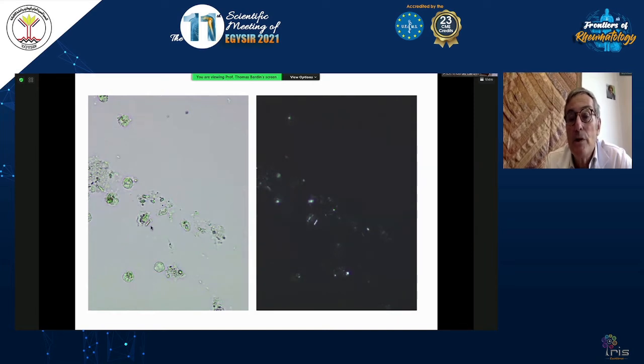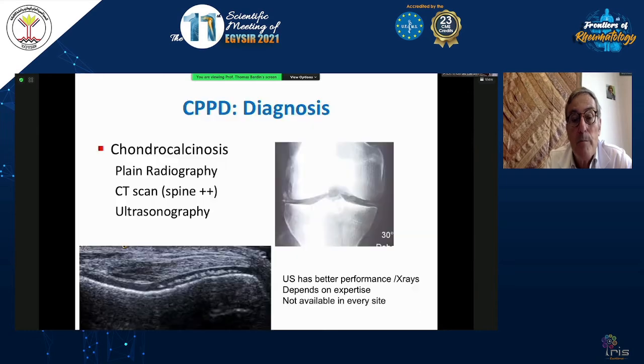This one is birefringent, but for example, if you look at this one, you see nothing on the dark field. So when you look for CPPD crystals, it's very important to start with regular light. You see them much better with regular light rather than with compensated light microscopy.